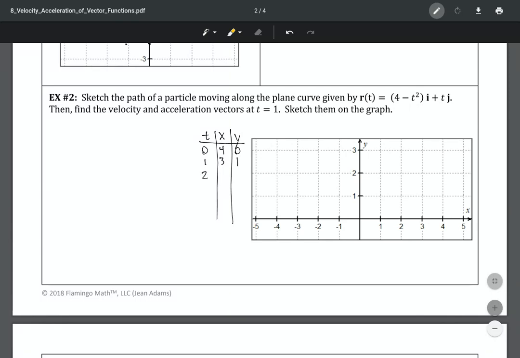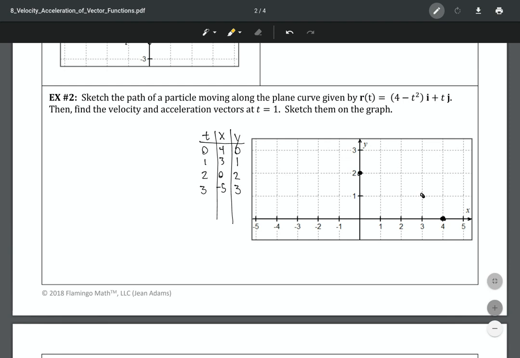If I plug in a 2, that's going to give me a 0 here, and a 2 here. And then finally, if I pick a 3, that's going to be 4 minus 9, which is negative 5, and this is going to be a 3. Okay? So let's put those points. Starting with (4, 0), which is right here, and then (3, 1), and then (0, 2).